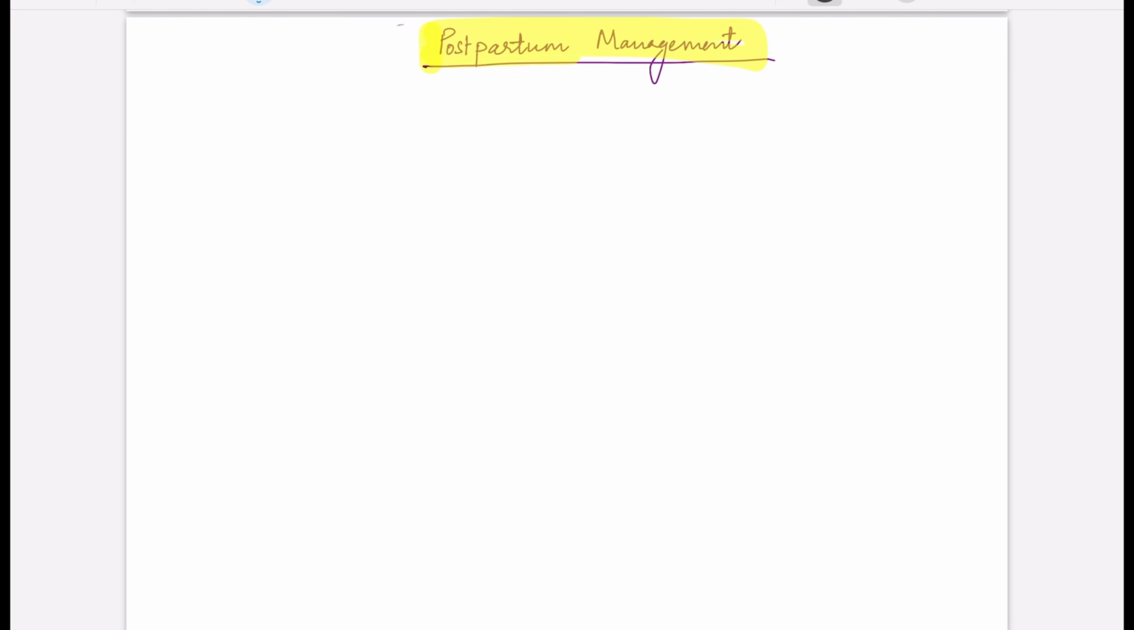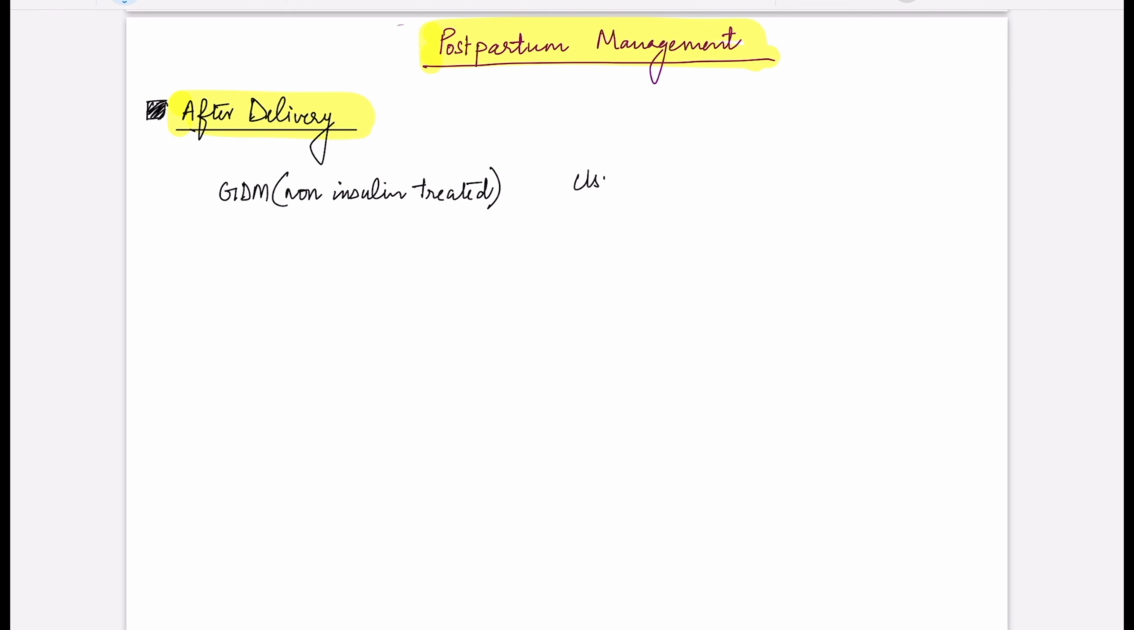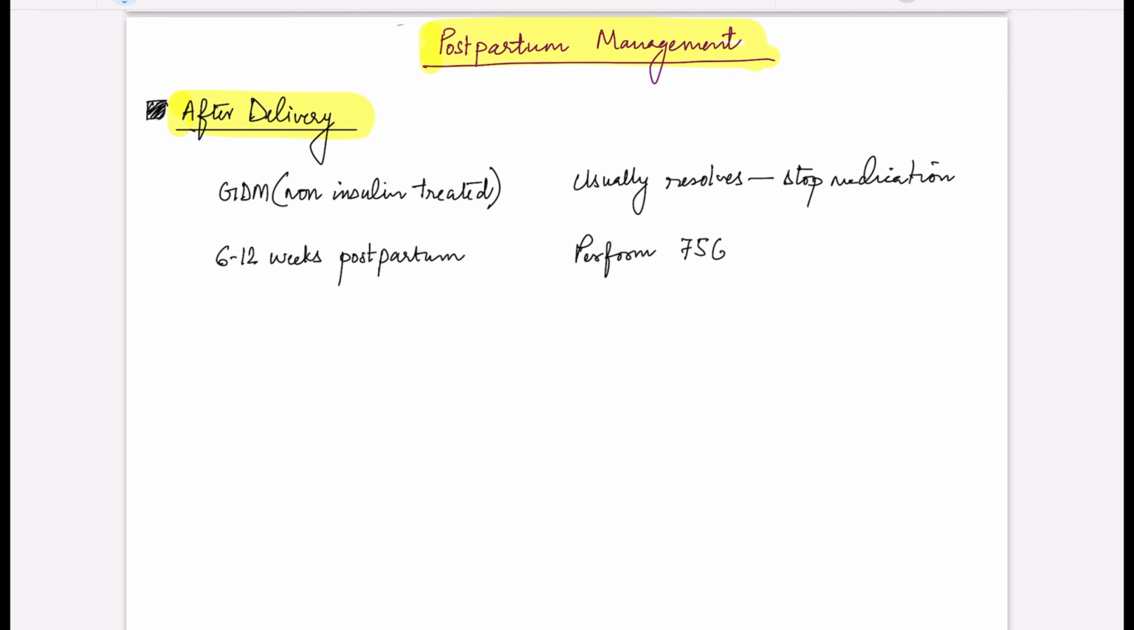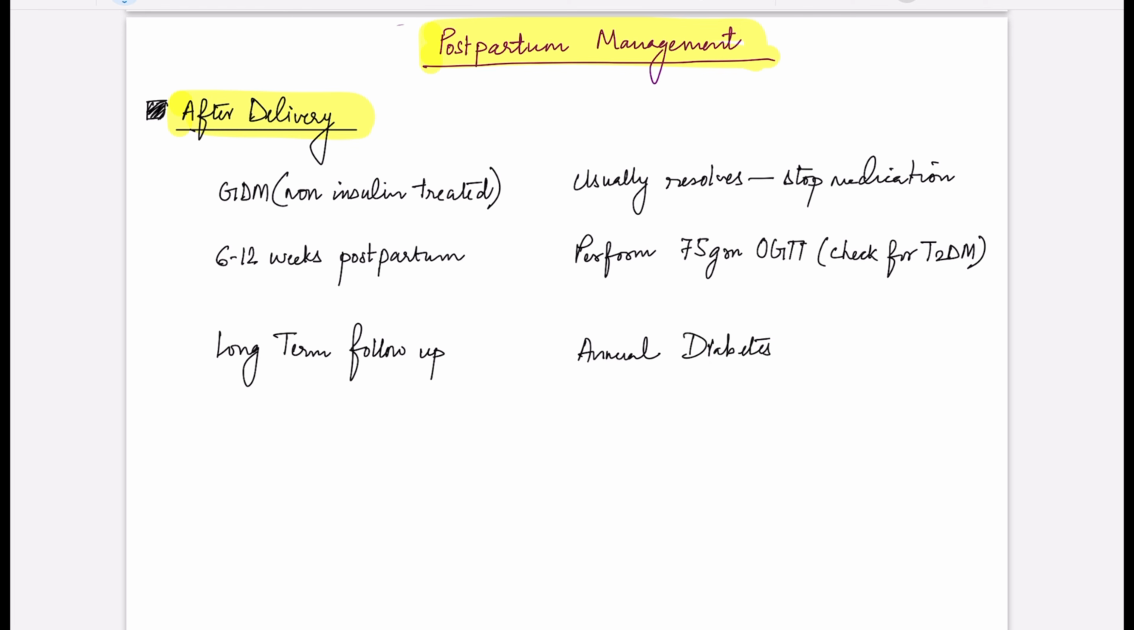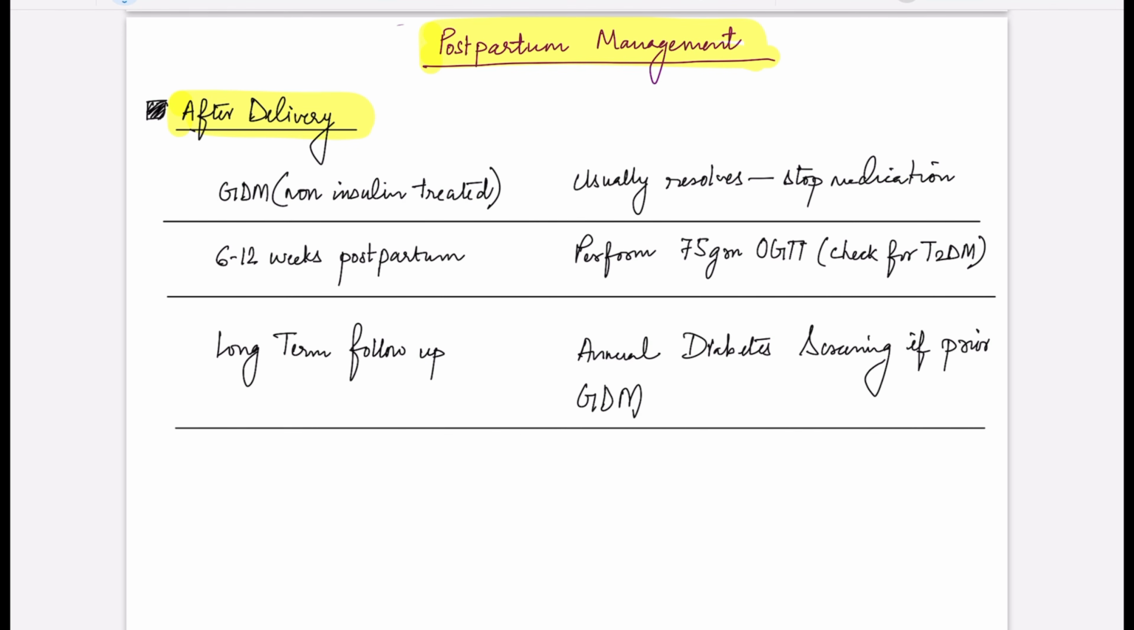Postpartum management. Let us discuss this in brief. Remember, after delivery, the patient has to be checked on diabetes. If the patient has GDM, then it usually resolves. So you stop the medication just after delivery. Remember to check the patient after 6 to 12 weeks. Perform another OGTT test to make sure that the patient doesn't have type 2 diabetes mellitus, and also have a long-term follow-up, because once a patient has GDM, they have a chance to develop type 2 diabetes mellitus.